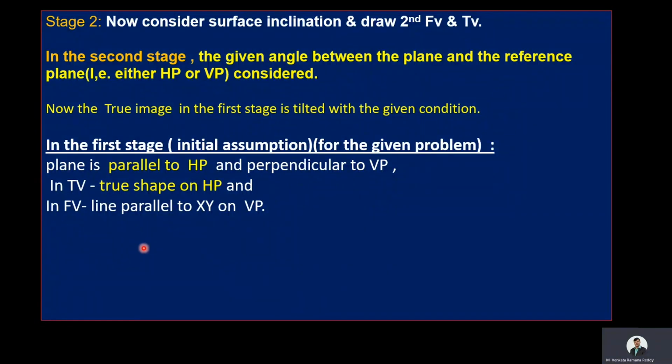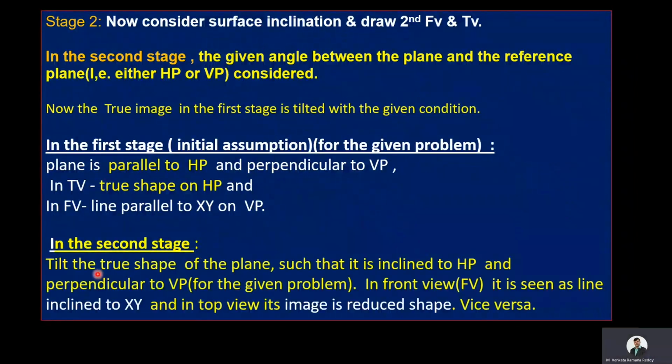Now we'll move towards the second stage. In the second stage, tilt the true shape of the plane such that it is inclined to HP and perpendicular to VP for this given problem. In front view, it is seen as a line inclined to XY, and in top view, its image is a reduced shape, vice versa. Now we will see the pictorial representation related to the second stage problem.